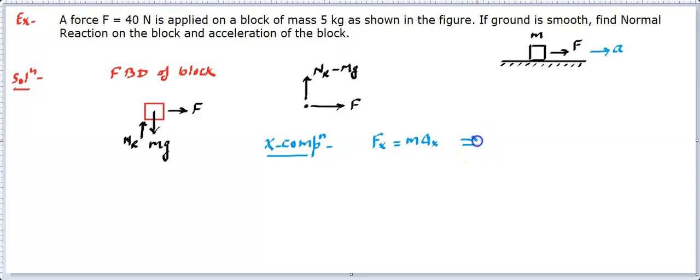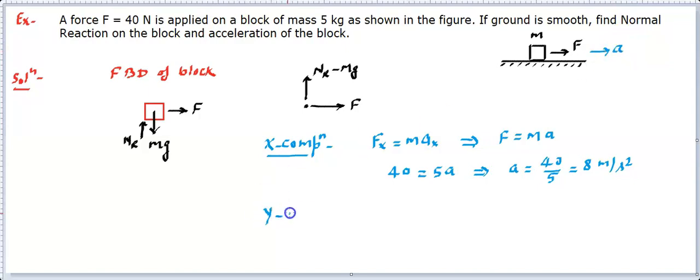So this equation will become F equals m a. Now you can put the value of F, which is 40, then the value of m, which is 5, into a. From here you will be able to find the acceleration in the x direction, which is basically 40 by 5. So this is going to be 8 meter per second square. So that's going to be the acceleration in the x direction, right?